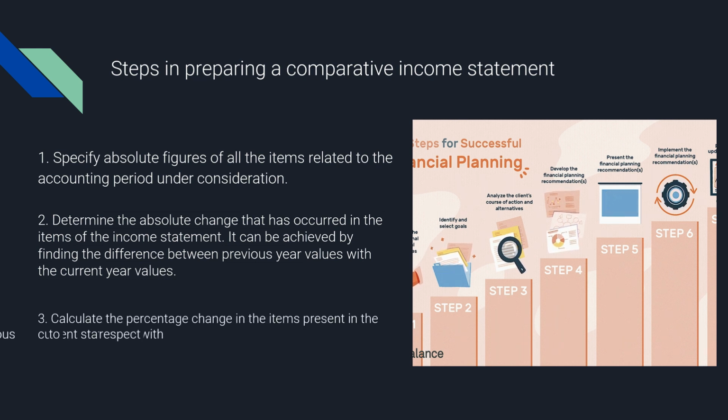Number 3. Calculate the percentage change in the items present in the current statement with respect to the previous year's statements. So, as you can see, every economic entity must present its financial information to all of its stakeholders. The information provided in the financials must be accurate and present a true picture of the entity. In the next lecture, we will study ratio analysis of accounting. Thank you.